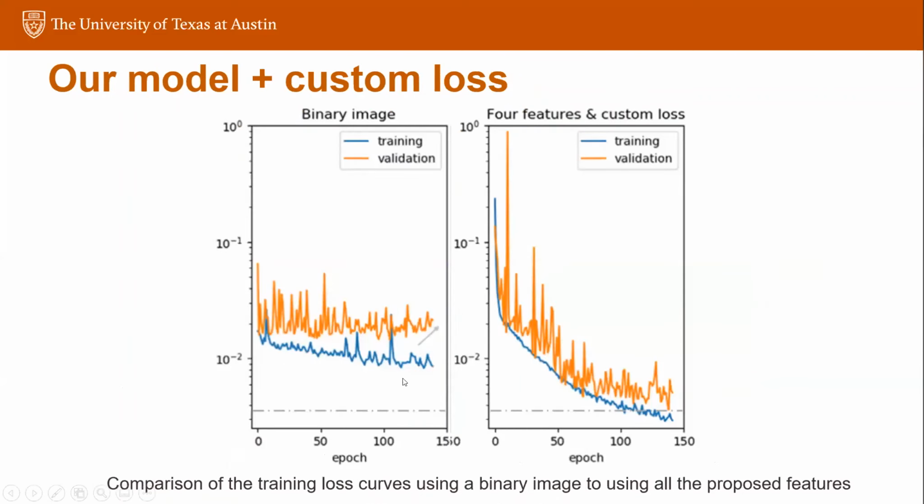This is a comparison of training our model with just the binary image and training our model with the new network and all the features. We can see that the neural network is learning, but it's also generalizing. So it's also doing very well with unseen data.